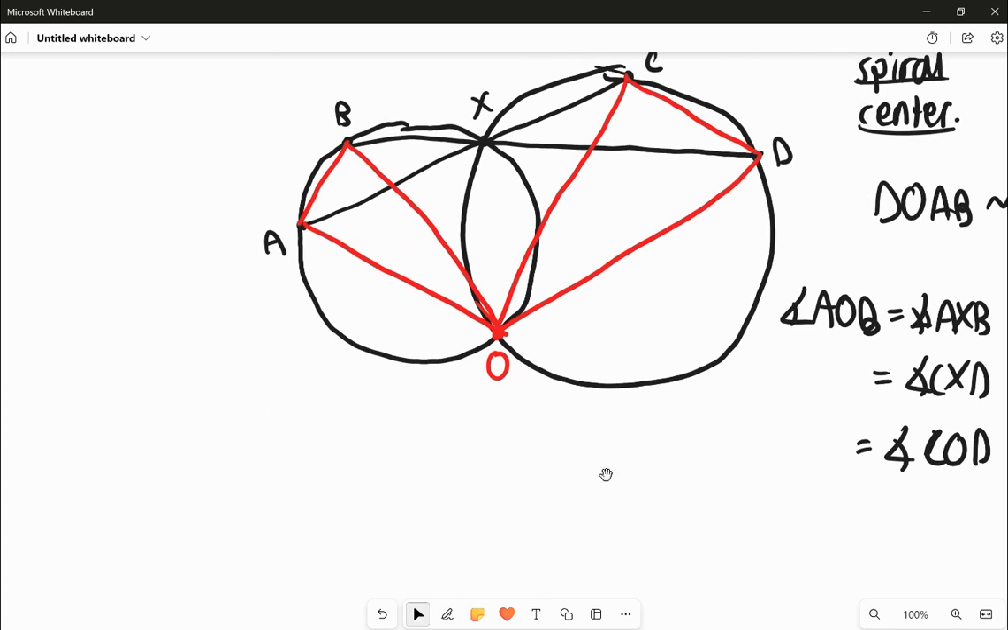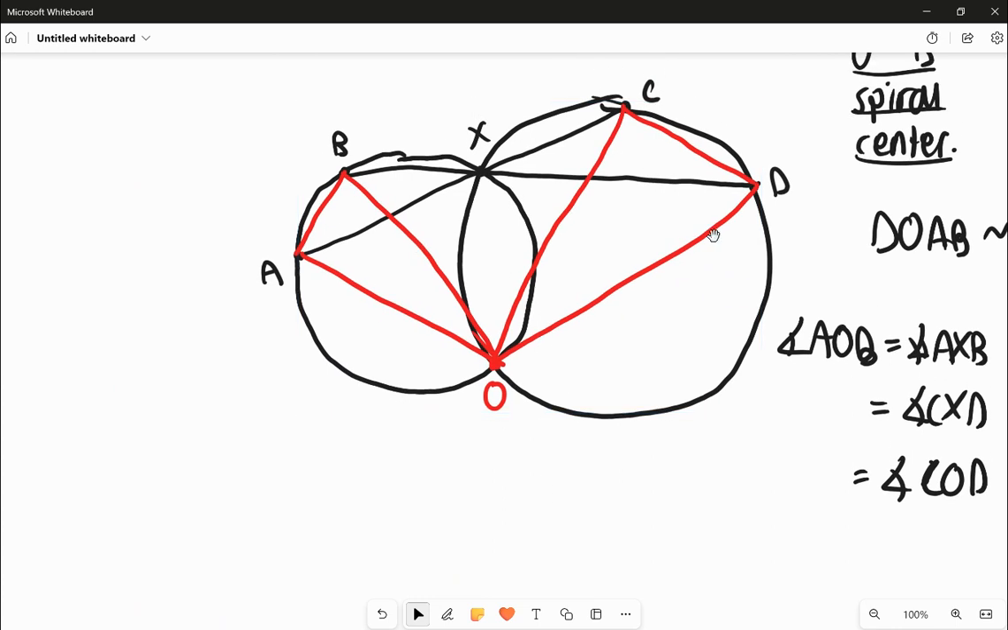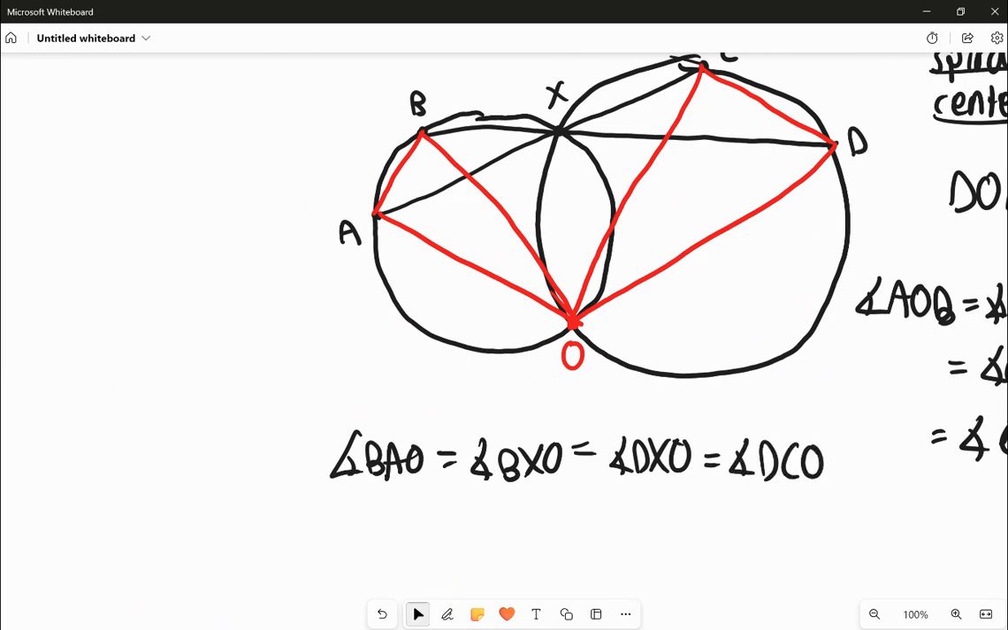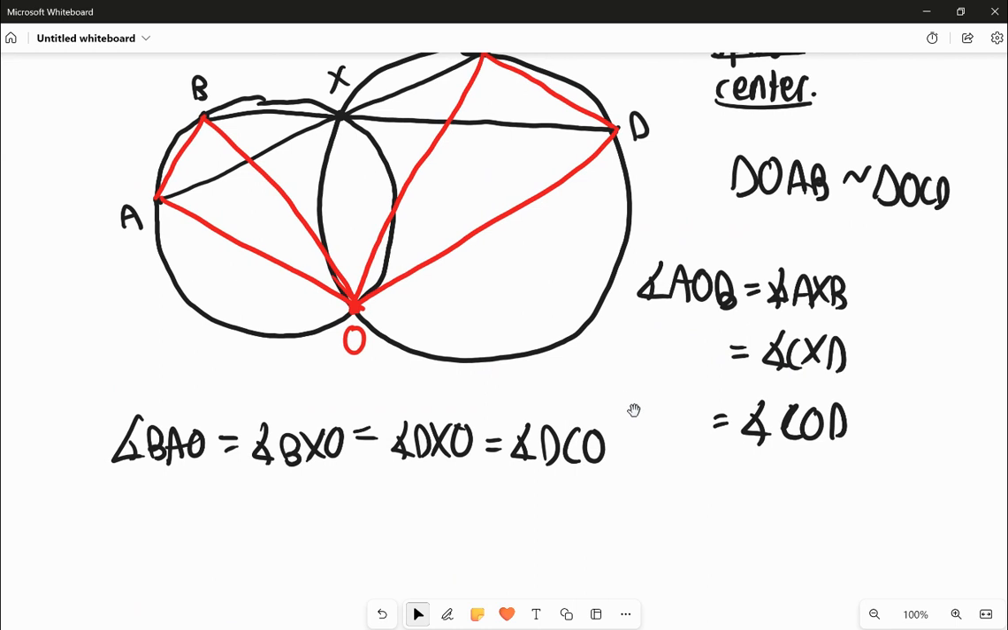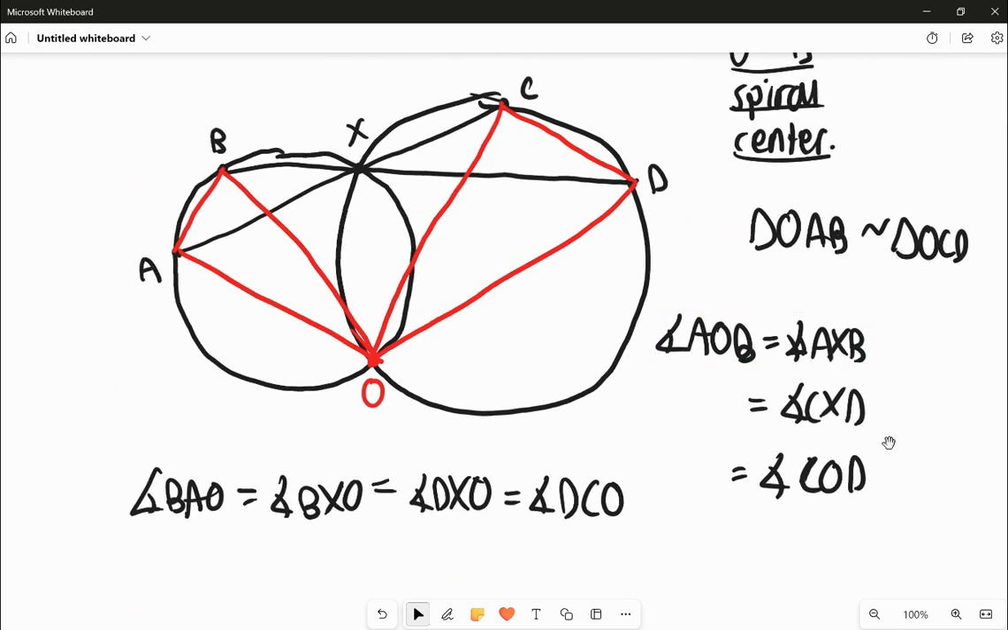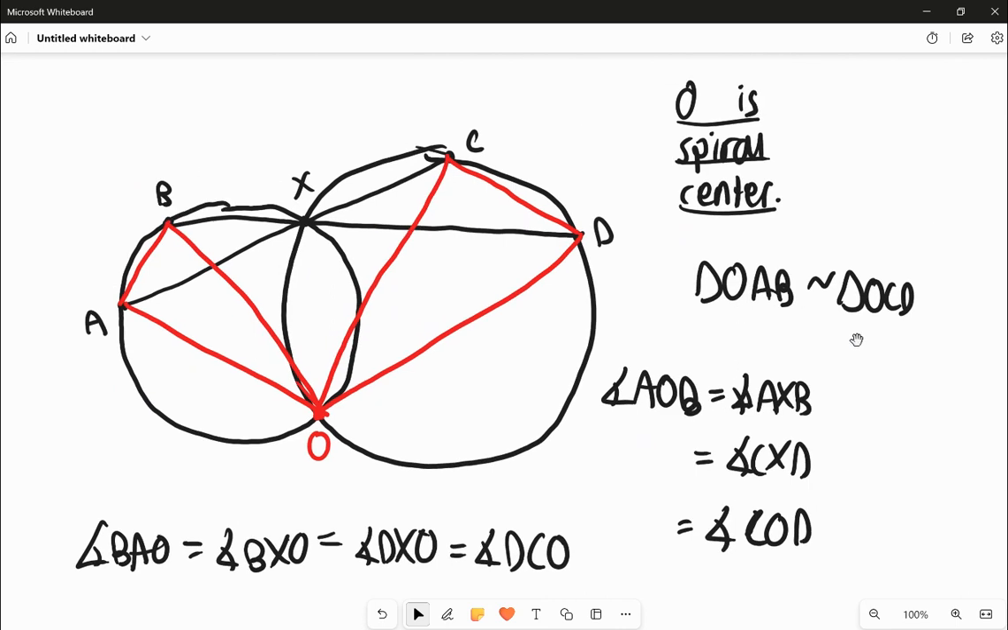And now let's go ahead and prove that BAO and DCO are equal. So we have directed angle BAO is equal to directed angle BXO because of the cyclic quadrilaterals. And this is equal to directed angle DXO because BXD are collinear. And this is equal to directed angle DCO. And therefore, since we have these equal angles, we know that these triangles are therefore similar. And they are similarly oriented.